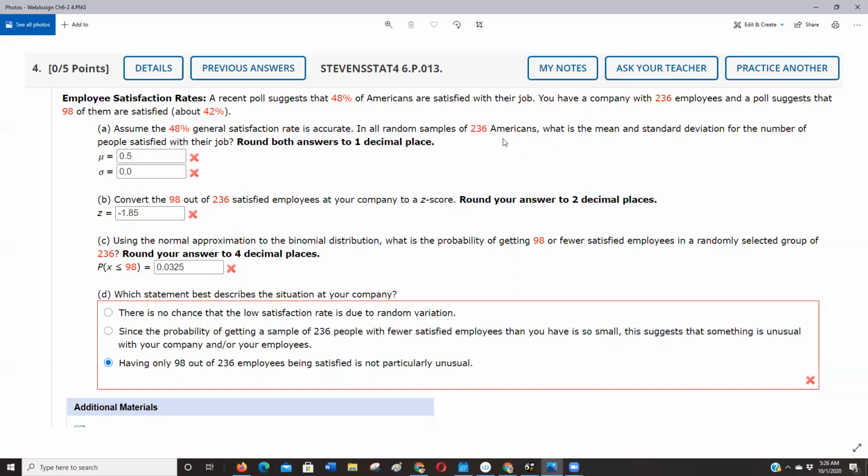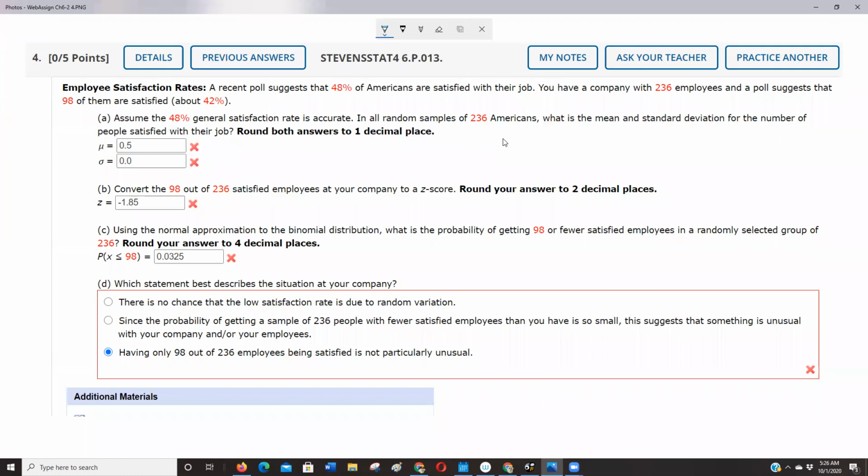Okay, so here's that question from WebAssign, and some things I'm noticing are that they're talking about percentages or proportions. So this is about proportions, not the mean. So what we're going to check for is the normal approximation to the binomial distribution. In other words, is this binomial distribution normal if we look at it?